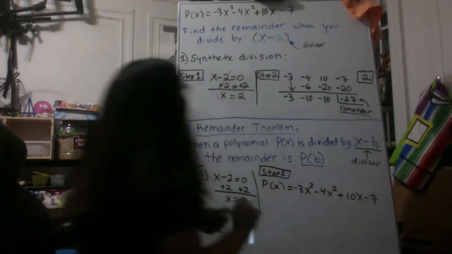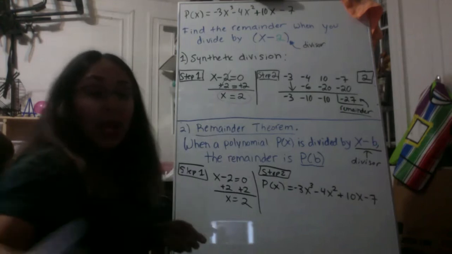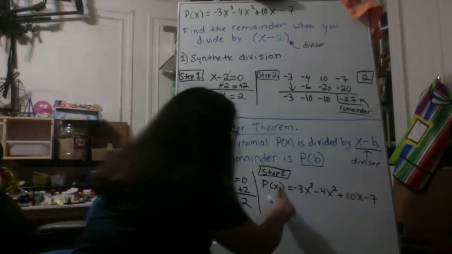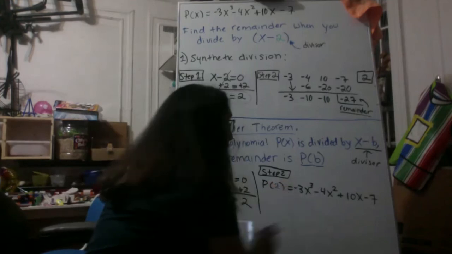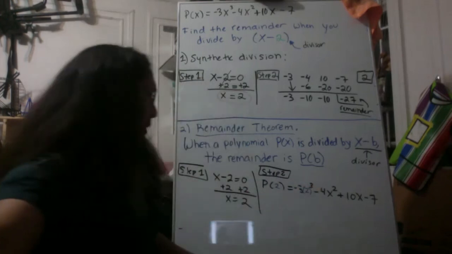Okay, did I get it right? Negative 3x cubed minus 4x squared plus 10x minus 7. And I'm going to go ahead and replace. Now we know that x is equal to 2. So we're going to replace x by 2. Instead of x to the third power, it's going to be 2 to the third power. I accidentally erased my 3, sorry.